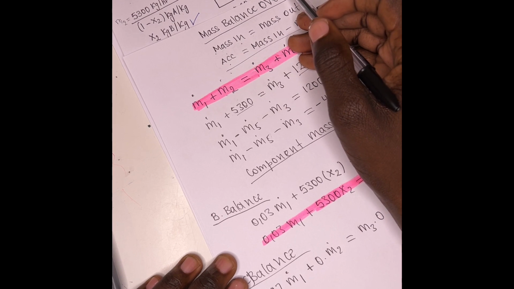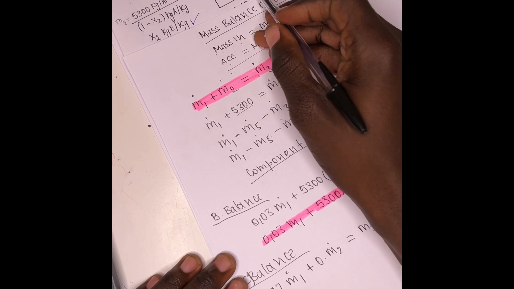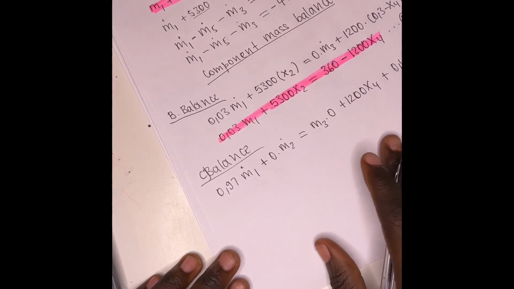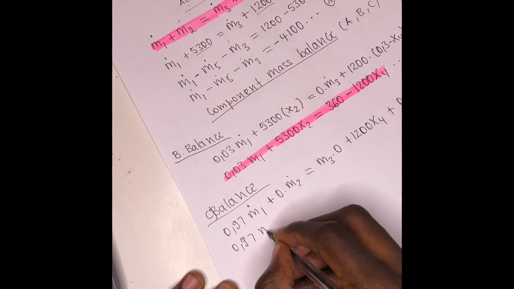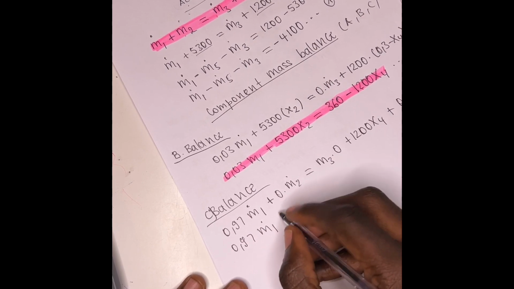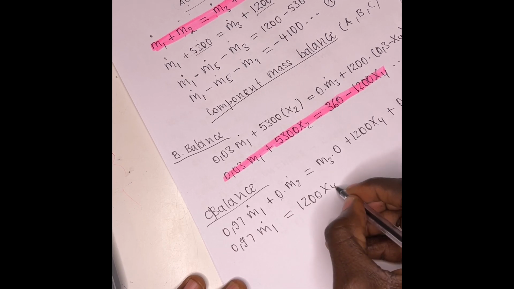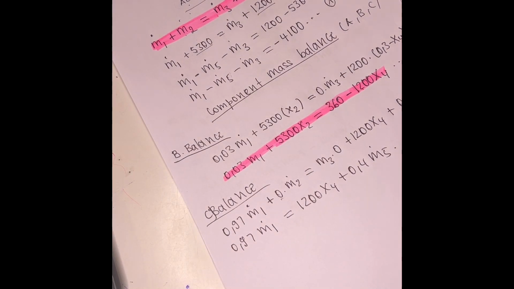Do we have C in this equation? Yes, we have C. So that C is going to be plus 1,200 x4. We have C in this equation? Yes, we have C. So you're going to have plus 0.4 times M5. Let me just put it here so that you guys can see. This is just going to have 0.97 M1, and then plus 0, this is 0. So you're going to have equal to 1,200 x4 plus 0.4 M5. And this we can call equation 3.